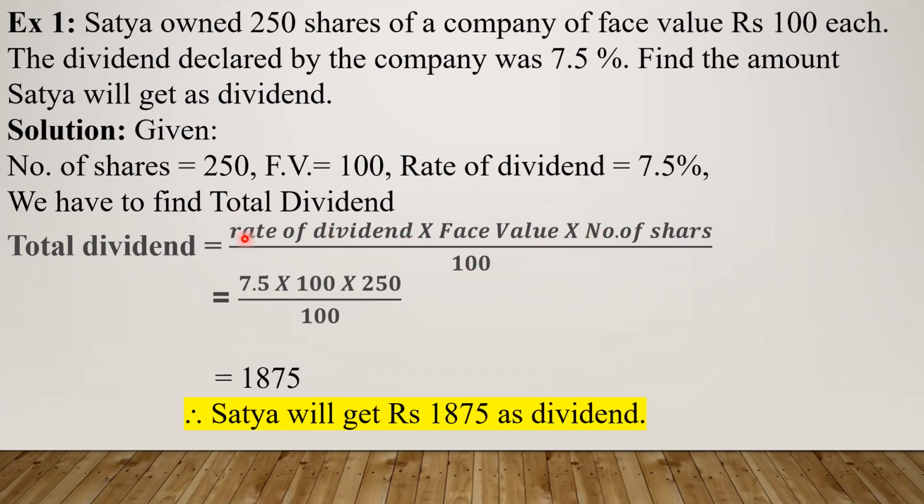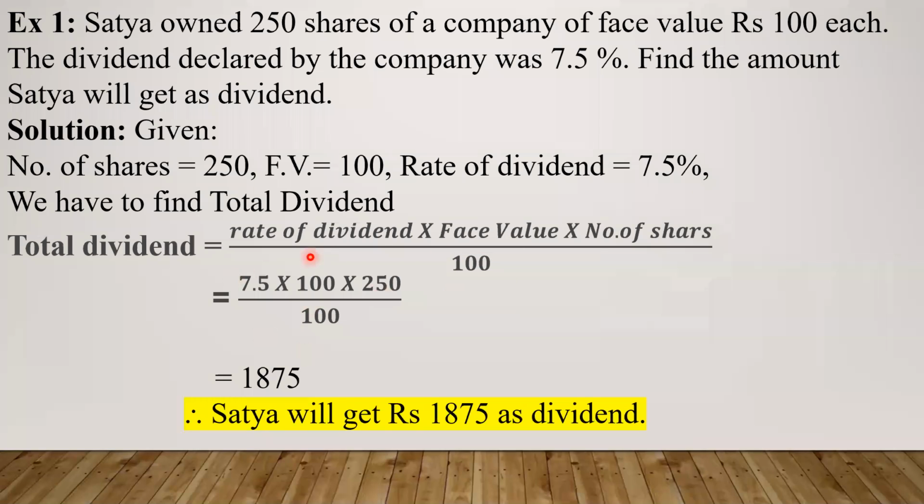So let us put all the values in the formula. Rate of dividend is 7.5, so we will put here 7.5. Face value is 100, so put here 100. Number of shares is 250 and divide by 100. Why we are dividing by 100? Because rate is expressed as percent. 7.5% means 7.5 upon 100. Out of 100, 7.5. That is why we have to divide by 100.